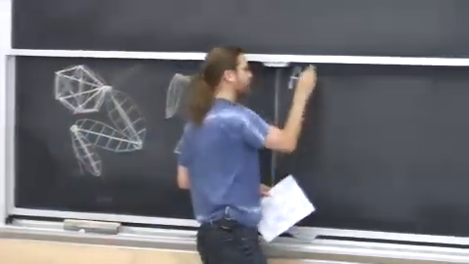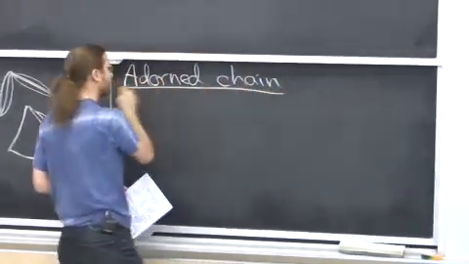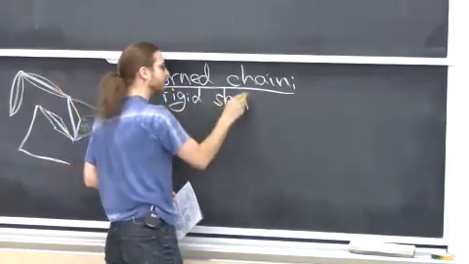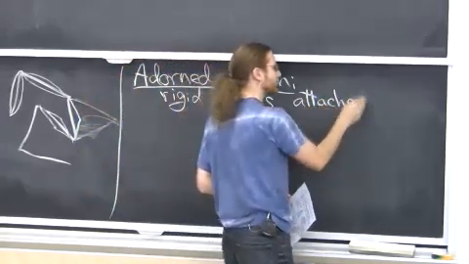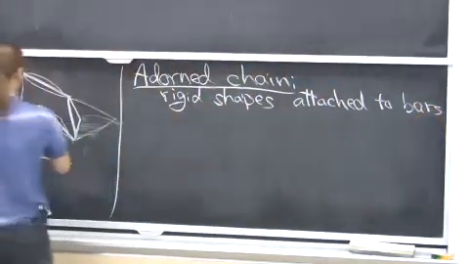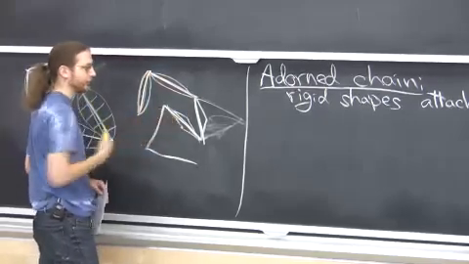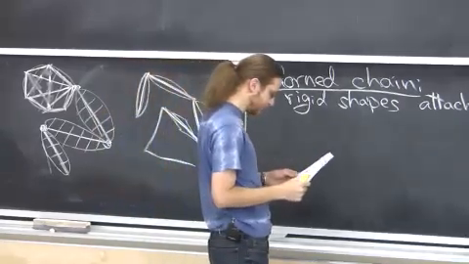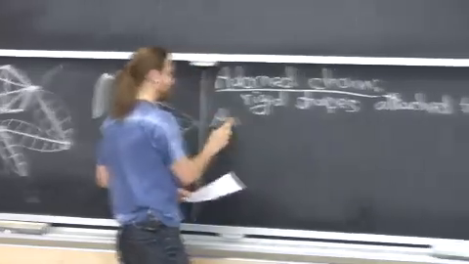So this is the idea of an adorned chain. Where you have rigid shapes attached to bars. So the bars kind of guide the motion. We're going to think about the underlying linkage, the underlying chain here, and then there are these rigid shapes attached to them. They come along for the ride. And in particular, all right, we have some terminology.